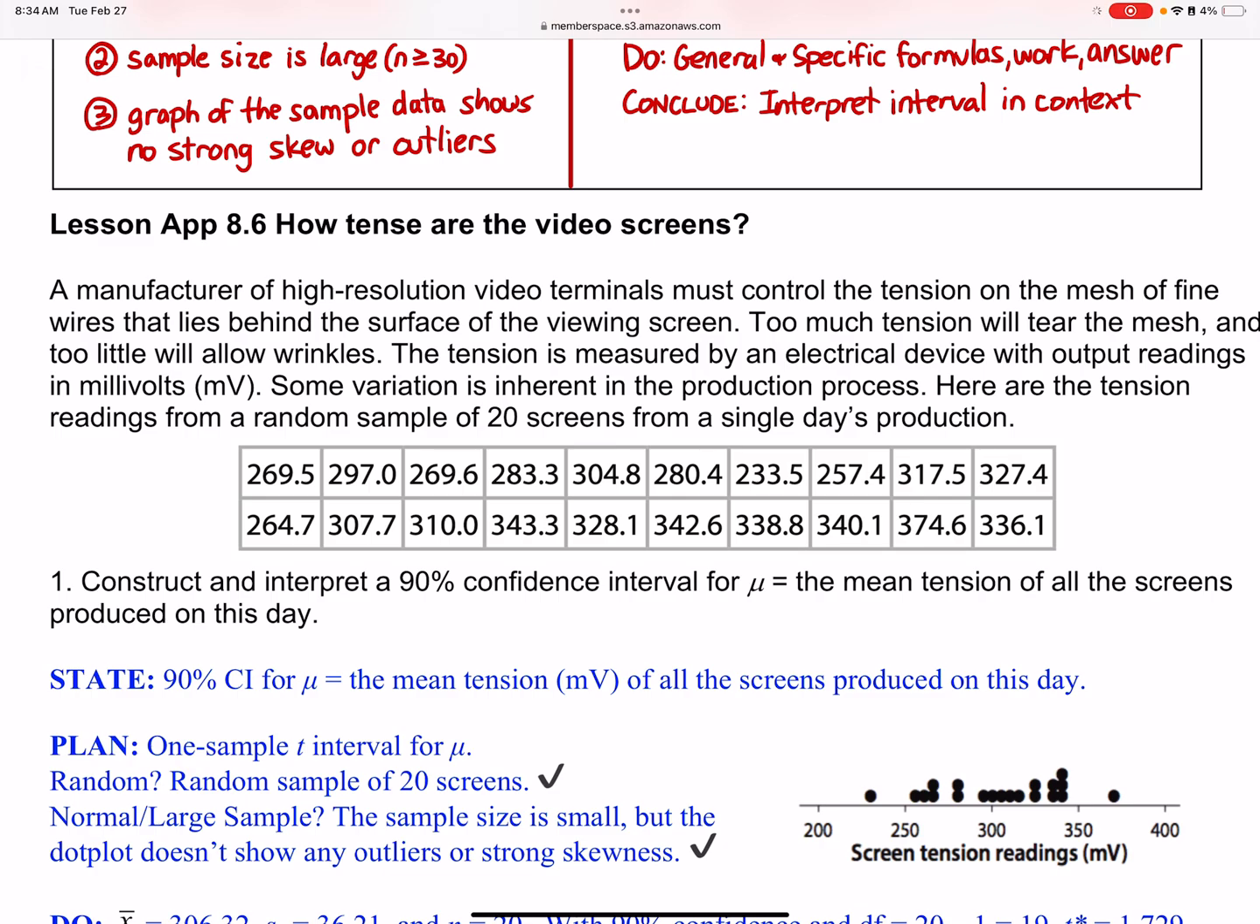So let's go ahead and do this together. I want everybody to get your calculator out and let's do this together. So get your calculator. Hold on, let me bring it up.